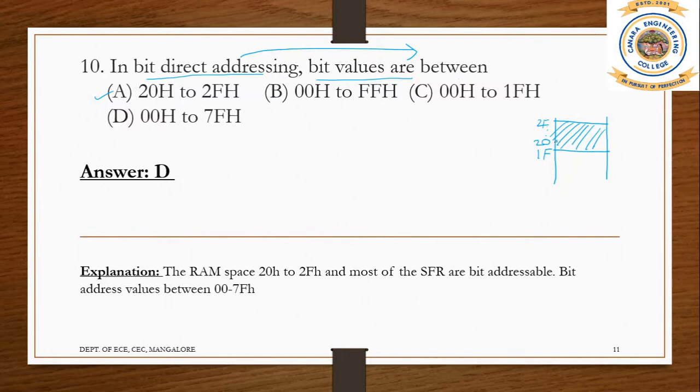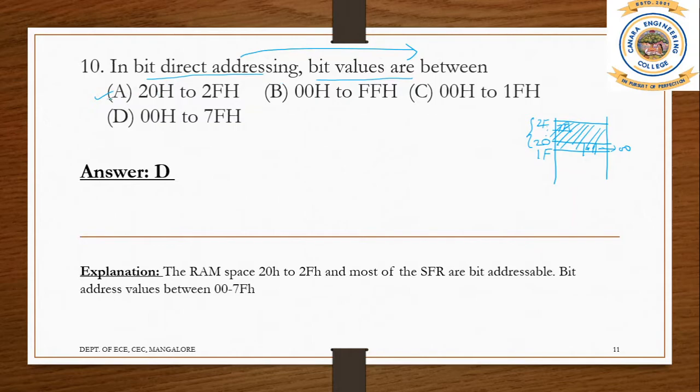So in this area, the bit values will be 00, then 01. That way if you count, the bit value starts from 00 and ends at 7F. In total, this many bit addresses are available in the memory. So be very careful while answering such questions. You have to read the question twice.